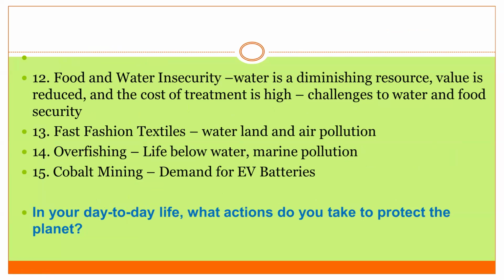Now each person has, say, now in Sri Lanka, we receive 2000 millimeters of rainfall. So each person has more than 2000 cubic meters of water per year. But it will go down annually due to population increase. So that is why I call it a diminishing resource. So the value of water is reducing because the cost of treatment is high.